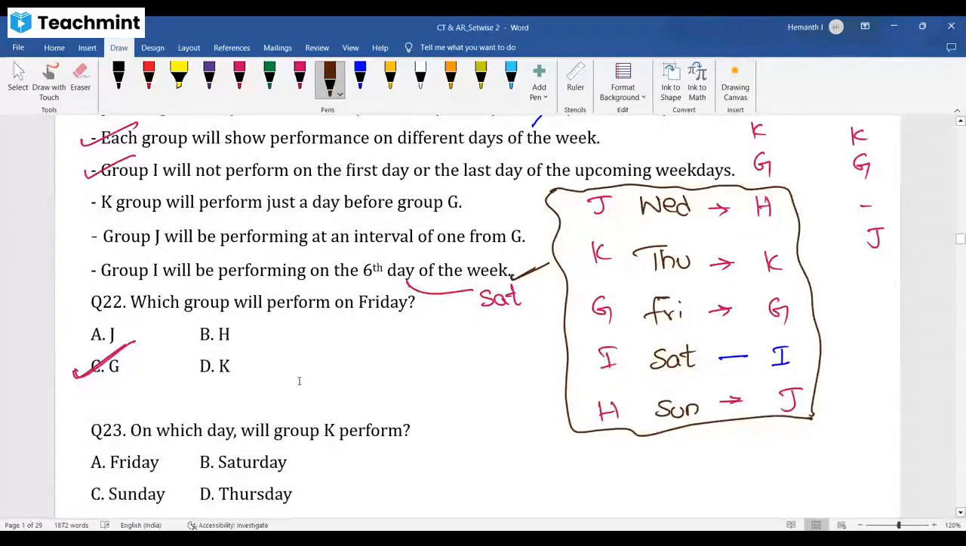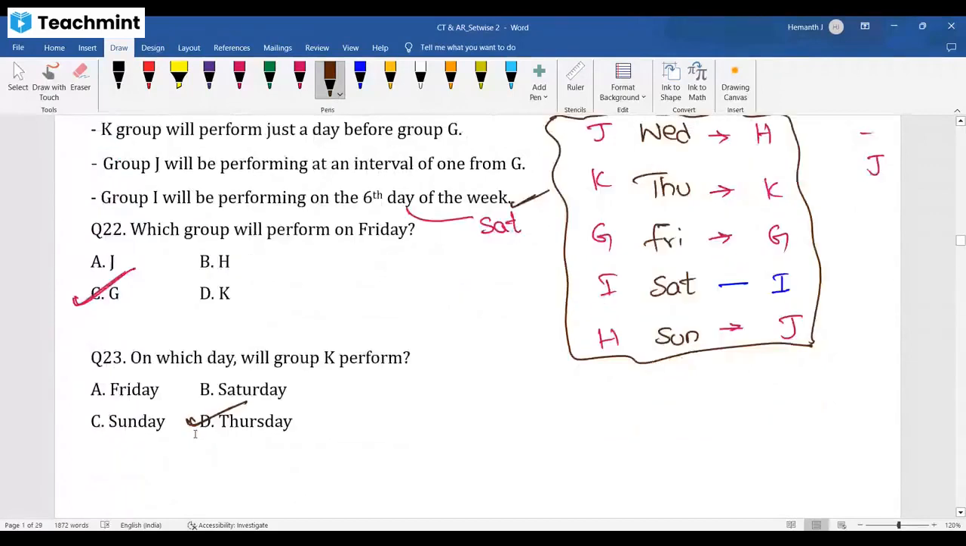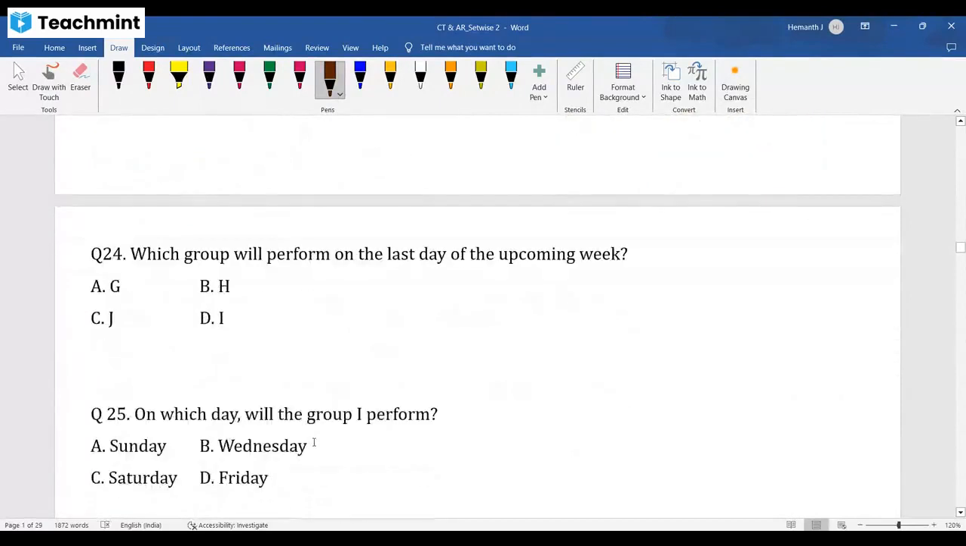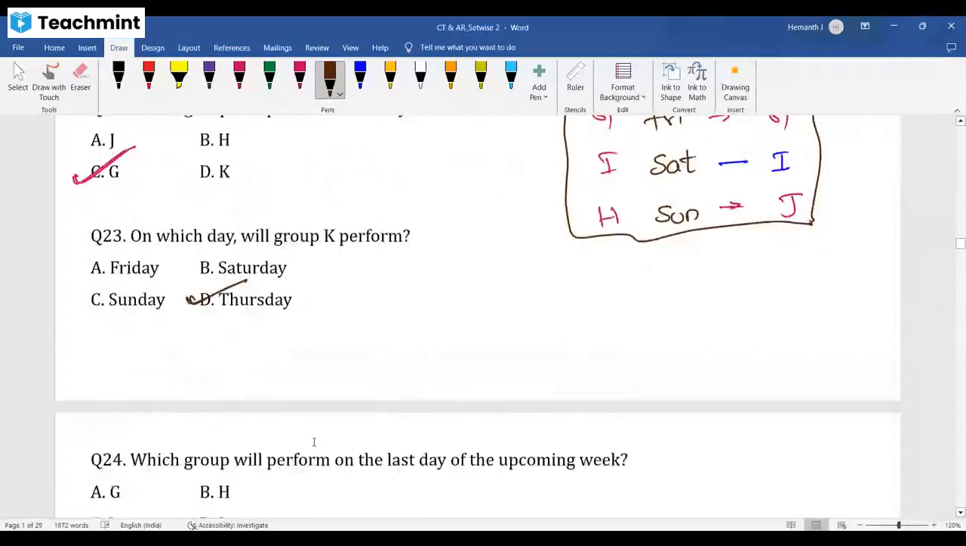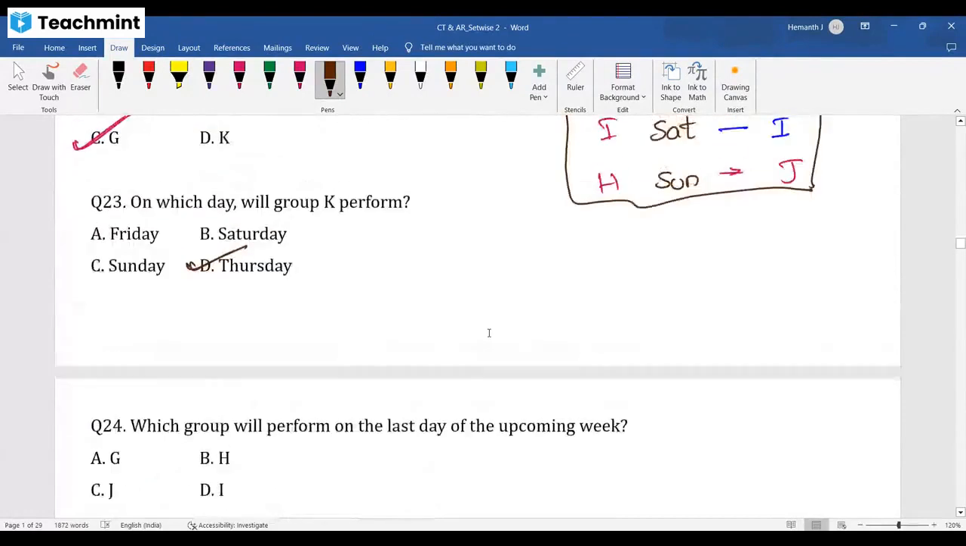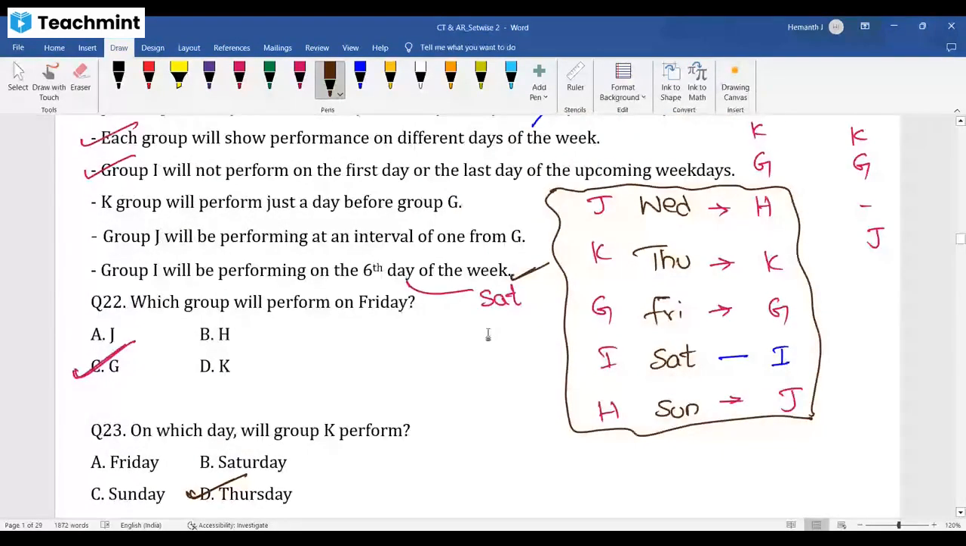Next one. On which day does K perform? That's also fine. Thursday. On which day K performs, in both the cases only Thursday is possible. Right. So next one, which will perform on the last day? H is there, J is there, both. Wait, on which day does I perform? I performs on Saturday, that's clearly there. But for this question, there are two chances, right? Which group will perform on the last day of the upcoming week? You check once, there are two chances.